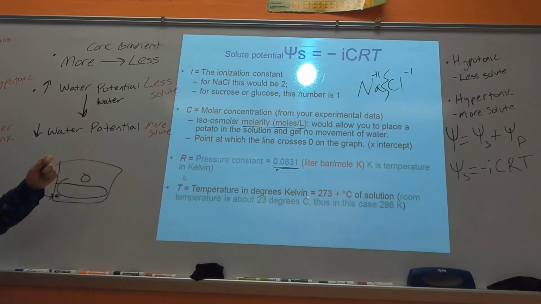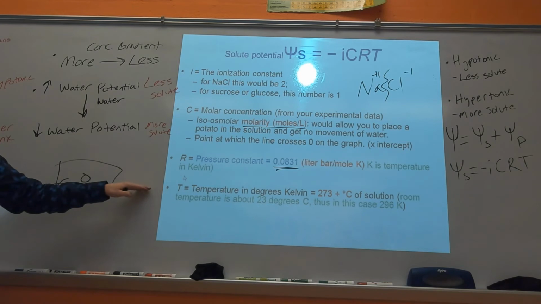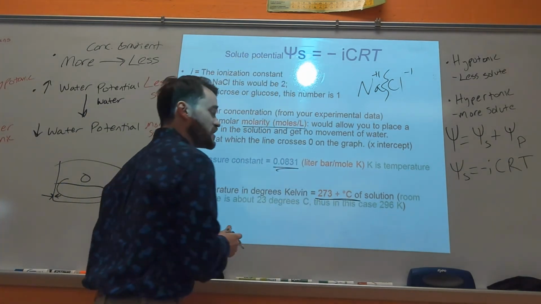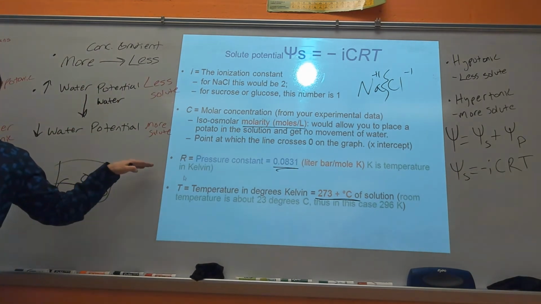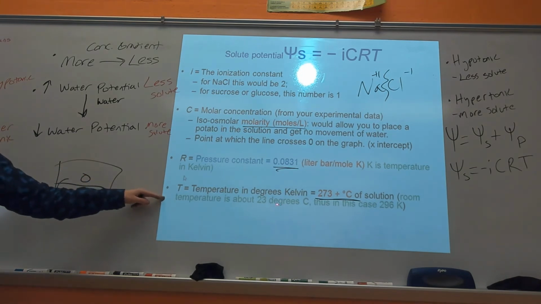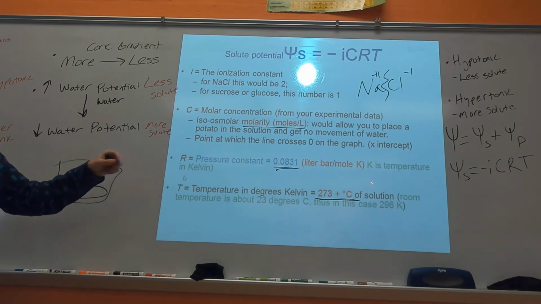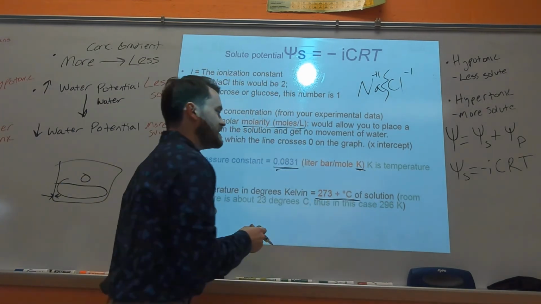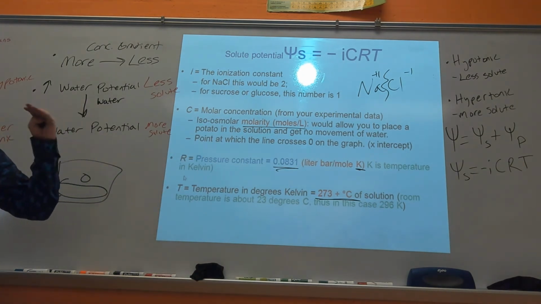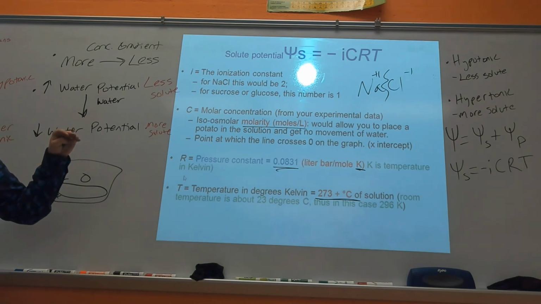Temperature, if they give it in degrees Celsius, I don't know if you learned this in honors chem. If you took non-honors chem, we didn't go over this, but to go from Celsius to Kelvin, you add 273. So let's say room temperature is about 23 degrees Celsius. To get that into Kelvin, because this formula is in Kelvin, this pressure constant is in Kelvin, you would have to add 273 to whatever your degrees Celsius is. You with me here? Okay. Don't have to memorize this formula, just knowing how to use it.